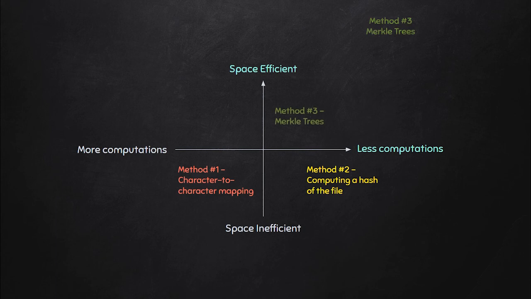Merkle trees are slightly less computationally efficient than method 2 because the number of times the hash function is computed is equal to the number of nodes in the tree. However, it does significantly improve space efficiency.